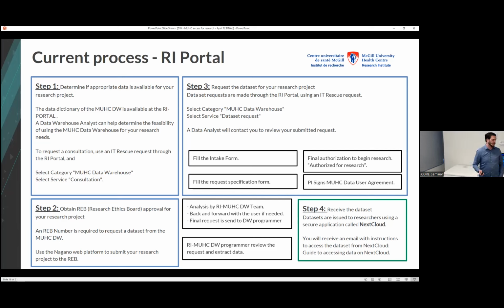Yes. Step 1 is basically whether the data is available or not. Right? Yeah, so if you are not sure that the data is available, we recommend to send an email or make an IT request to say, okay, I'm working on this, I need this information, so we can say yes, we have it, or we don't have it. Basically, it's that, and agreeing that the data warehouse is going to answer your question.